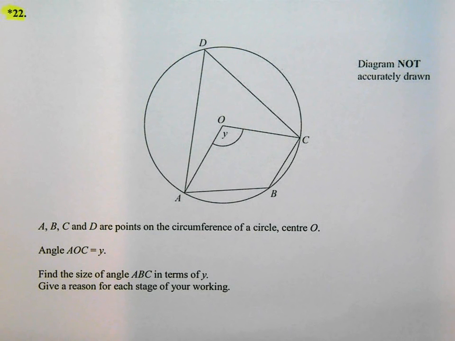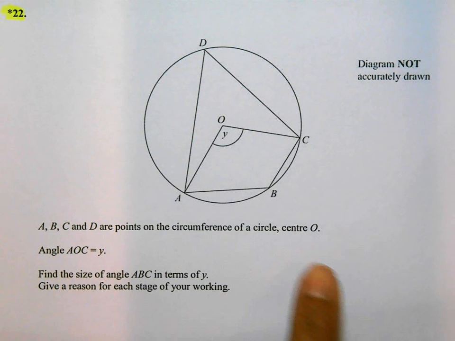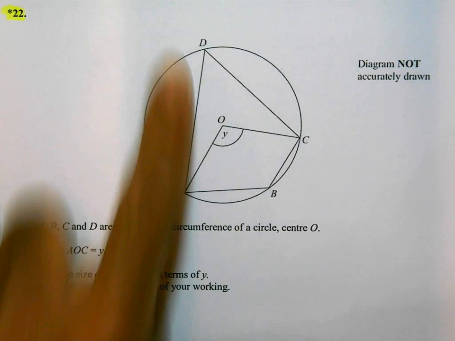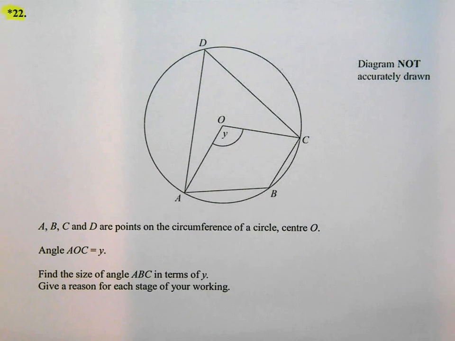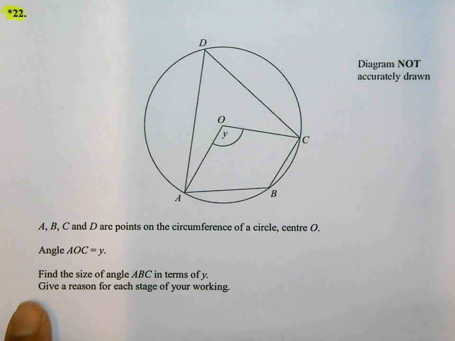Now, this question says A, B, C, and D are points on the circumference of a circle, center O. And I can see that A, B, C, and D are points on the circumference of a circle. The angle AOC is Y, so that angle there is Y. Find the size of angle ABC in terms of Y. Give a reason for each stage of your working, and I guess the reason is the writing that you're doing, and this is what you're going to get your marks for.